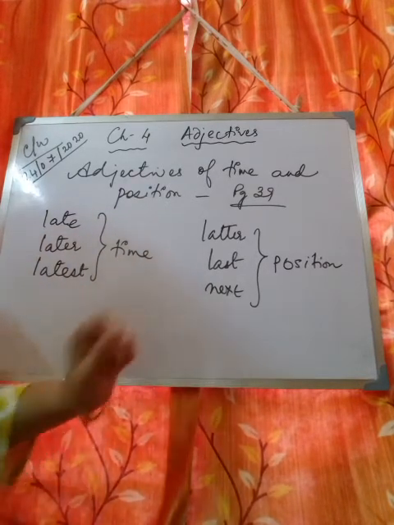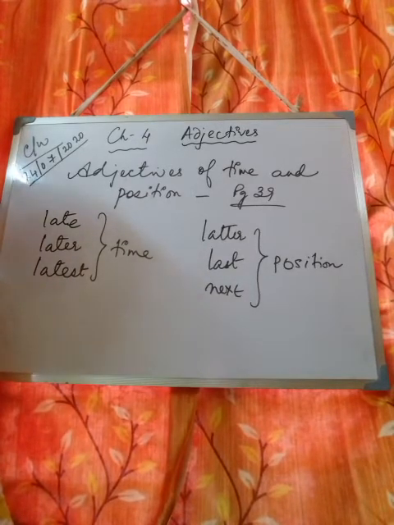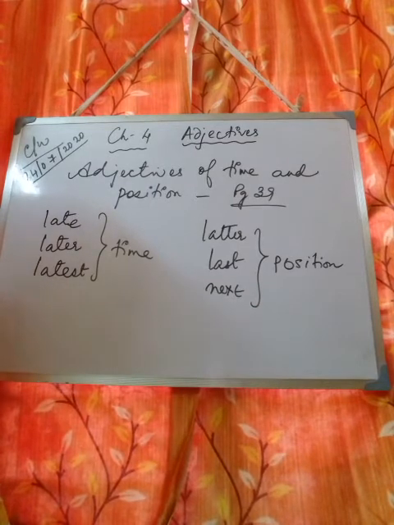Latter, last and next are for position. If I say the latter pages of this book have turned yellow, latter pages here means the pages towards the end, later in position than the pages I am comparing it to towards the beginning of the book. So latter here refers to the pages which are positioned towards the end of the book.